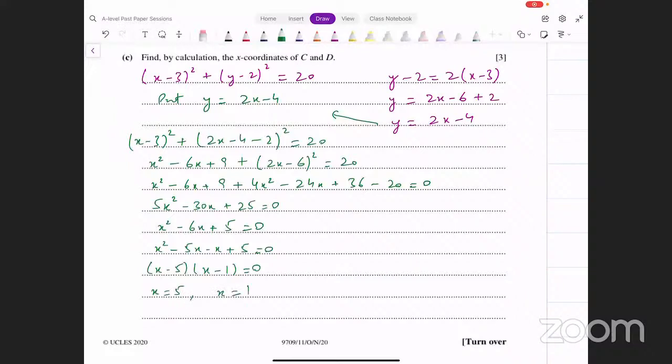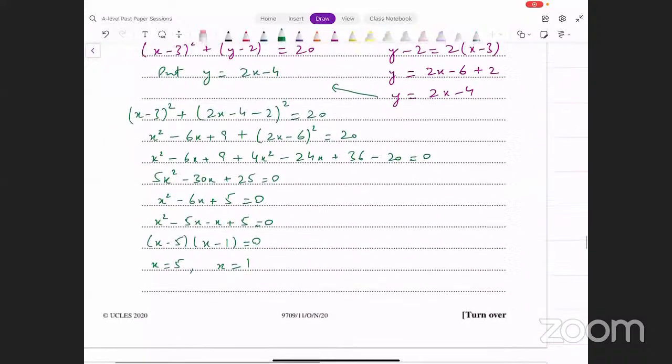These are the values of x. What about the corresponding values of y from this? Y equals 2x minus 4. एक value आपके पास आ जाएगा यहाँ से y equals 2 into 5 minus 4. And the second is going to be y equals 2 into 1 minus 4. We get y equals 6 or y equals minus 2. So we have 2 points now. 5, 6, that's 1 point. And 1, minus 2, that's the other point.